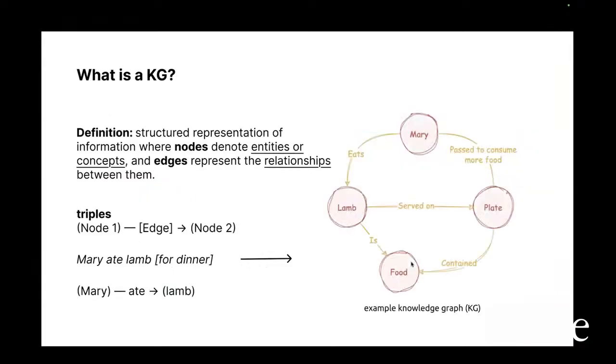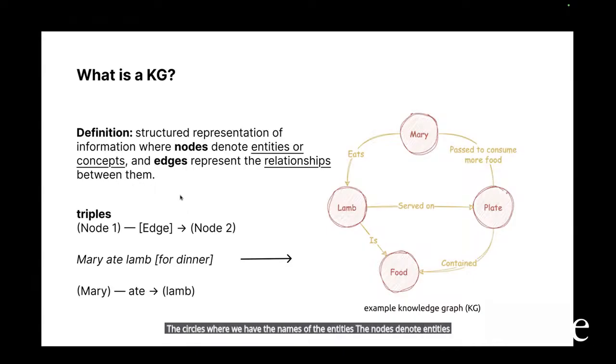But essentially, let's get some concepts ready before we start. So what is a knowledge graph? So a knowledge graph, you can see here on the right, this figure, which is a very simple representation of a knowledge graph. And if we would try to define it in a few words, it's a structured representation of information where nodes are the circles where we have the names of the entities. The nodes denote entities or concepts, and edges represent relationships between them.